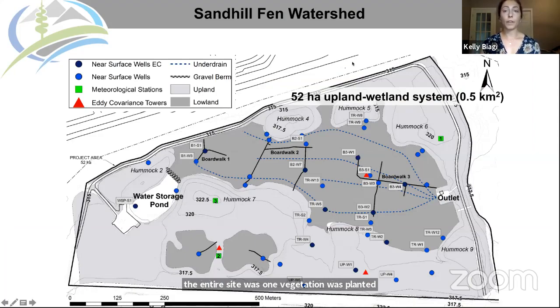And so the whole Sandhill Fen watershed is a 52-hectare upland wetland system with a 17-hectare peatland area, which is the dark gray in the middle there, which is surrounded by uplands, which is the light gray. So there is a gently sloping upland area in the south here, as well as those hummock hill slopes I talked about. This whole watershed is instrumented with 2 eddy covariance towers, which are the red triangles, one in the peatland, one in the upland, 3 meteorological towers, which are the green squares, as well as many near surface wells, which are the blue circles, which we use to take various hydrometric and water quality measurements.